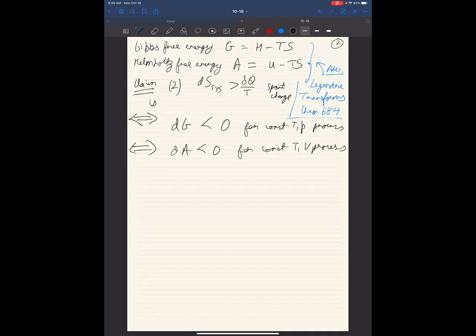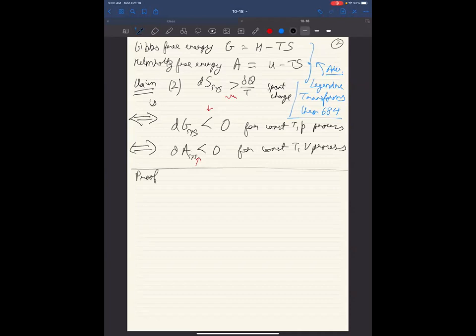Notice that over here we had a more than something, and in these two equations we have changed it to less than something, right? So let's prove this, and this is going to be extremely useful because now we have gotten rid of Q, we have gotten rid of anything related to the surroundings. This is purely dG of the system, dA of the system. So let's try to prove this.